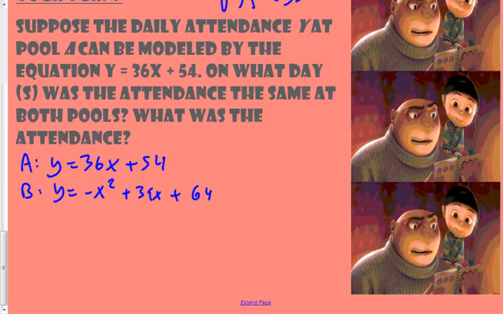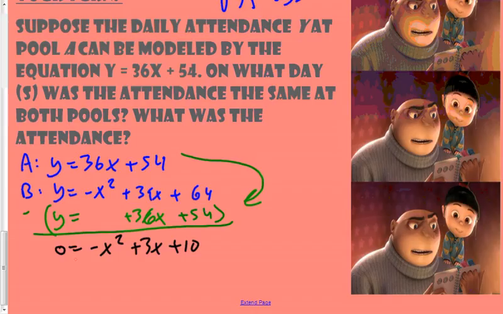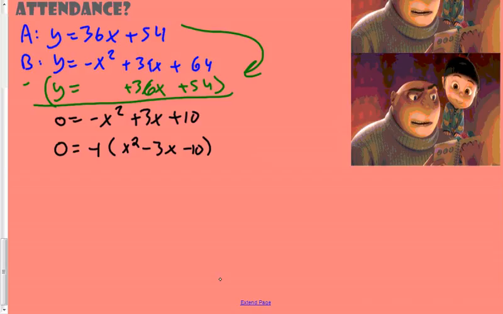All right, so we got to line it up. So I'm going to take the second one, move it on down here, but I'm going to line them up. y equals nothing plus 36x plus 54. Okay, so now I want to subtract this whole thing. And when I do that, I get 0 equals negative x squared, subtract there would be plus 3x, subtract there would be plus 10. All right, let's pull out that negative so we can factor this. So we have 0 equals negative 1 times x squared minus 3x minus 10. All right, so let's factor that part.